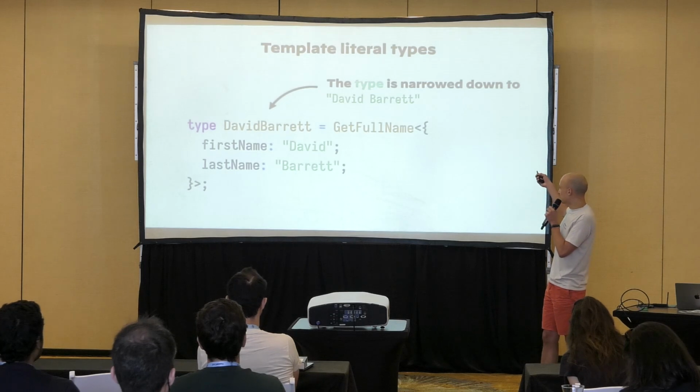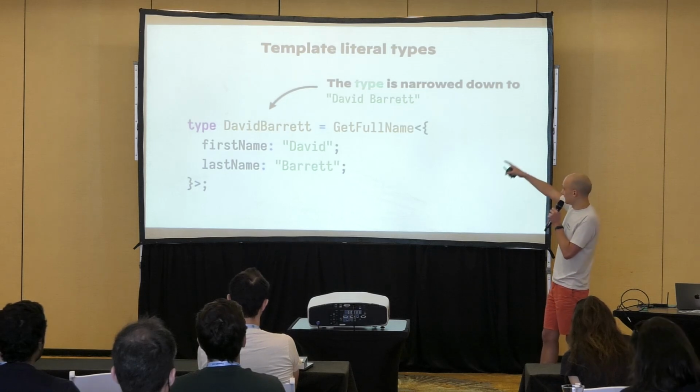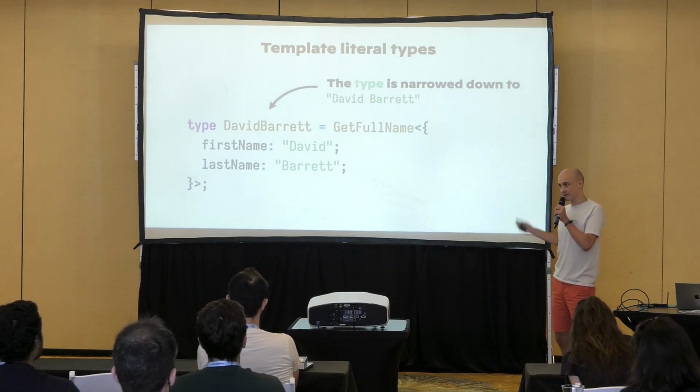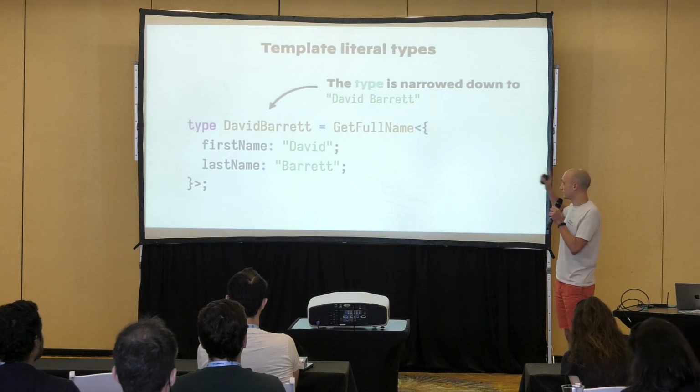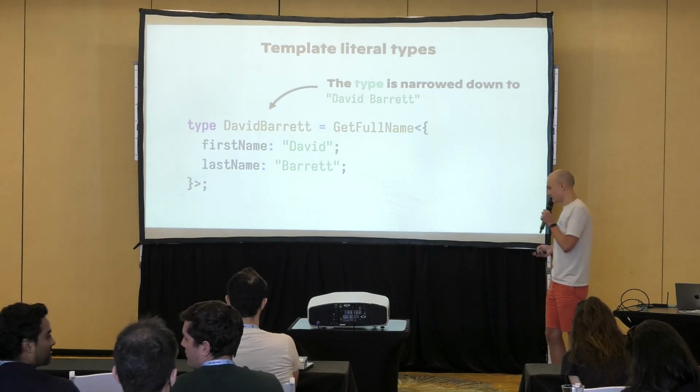So, quick example. I use GetFullName with first name David, last name Barrett, and the type "David Barrett" will be exactly this. If you want to use this type, it will have this value. You can't do anything else with it, actually.